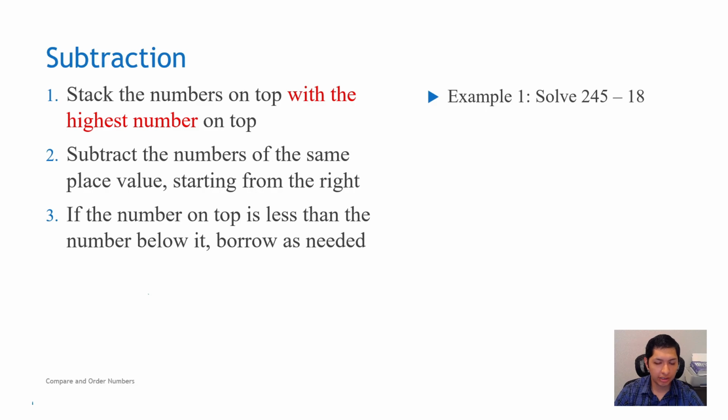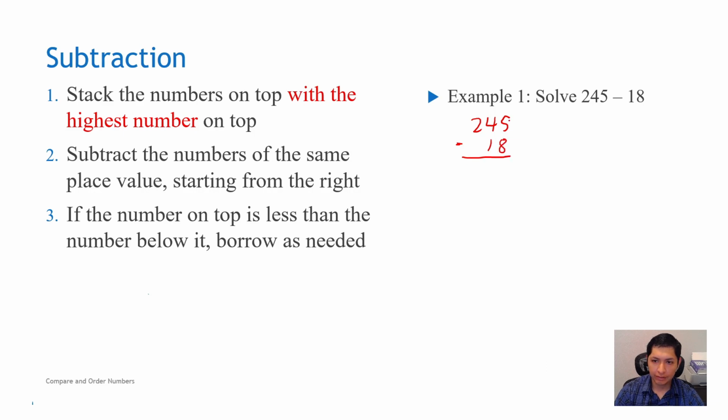Then you will subtract the numbers from the same place value starting from the right, and then if the number on top is less than the number below, then you have to borrow as needed. So I'll show that with this example here. So it says solve for 245 minus 18. So I noticed that 245 is a greater number, and actually you will write it as it is provided. So in addition, you could write it in any order, but in subtraction problems, you will write it as they are provided. So here you have 245, and I am subtracting 18.